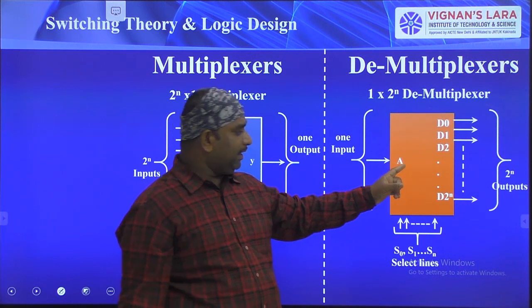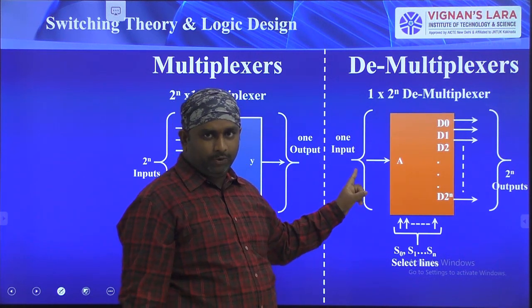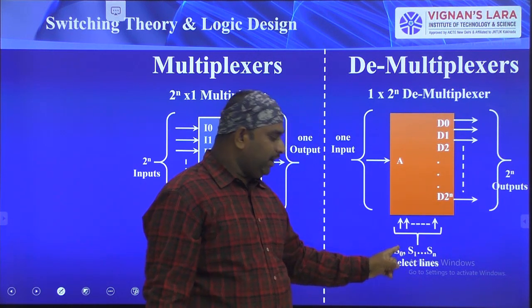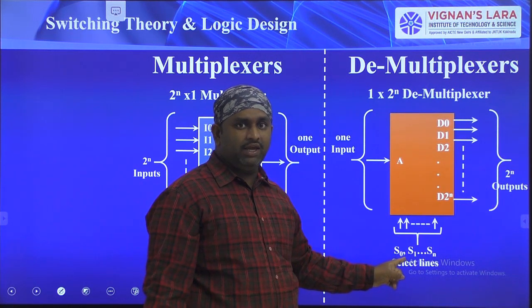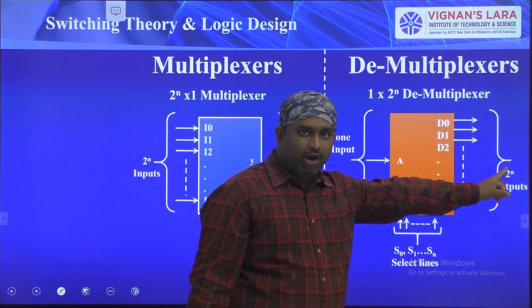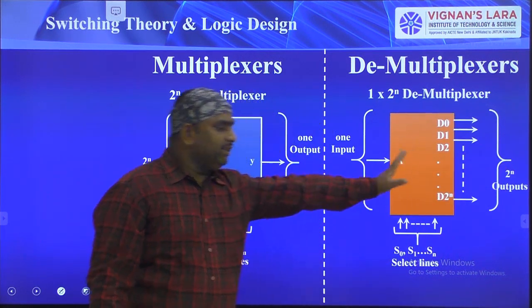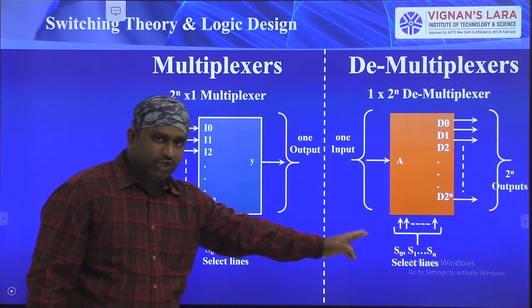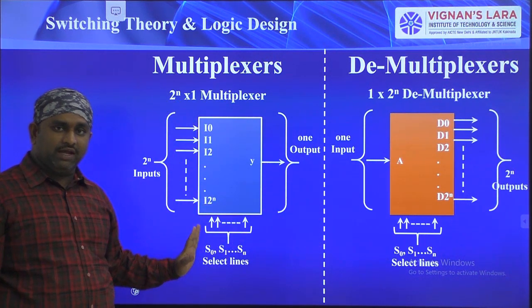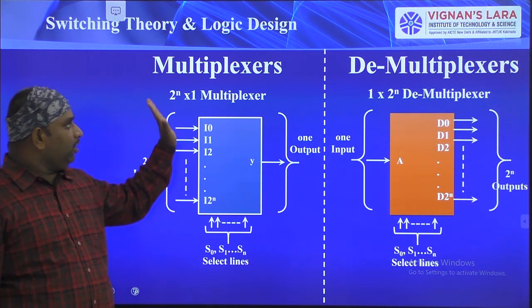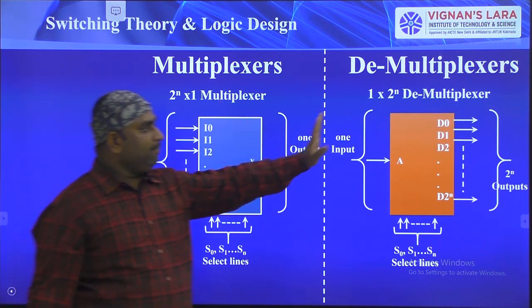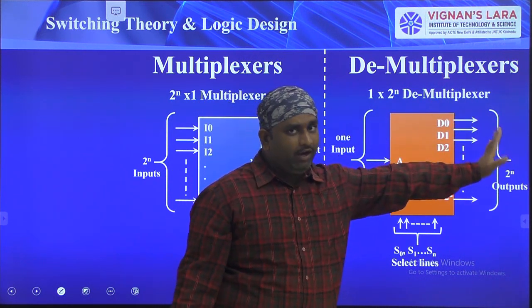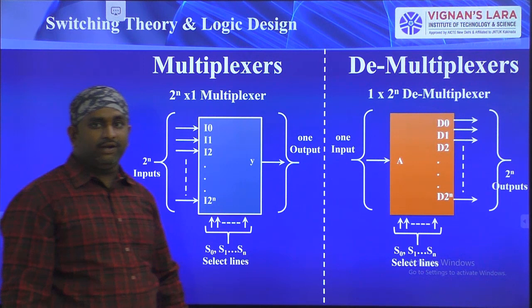So this is the demultiplexer. For the demultiplexer, one input is there and we have 2 power n outputs available, and these are the selection lines. So 2 power n outputs and n selection lines. In the multiplexer and demultiplexer, the selection lines are the same, n selection lines. So here it is 2 power n is to 1 multiplexer, but this is 1 is to 2 power n demultiplexer. 1 input, 2 power n outputs.